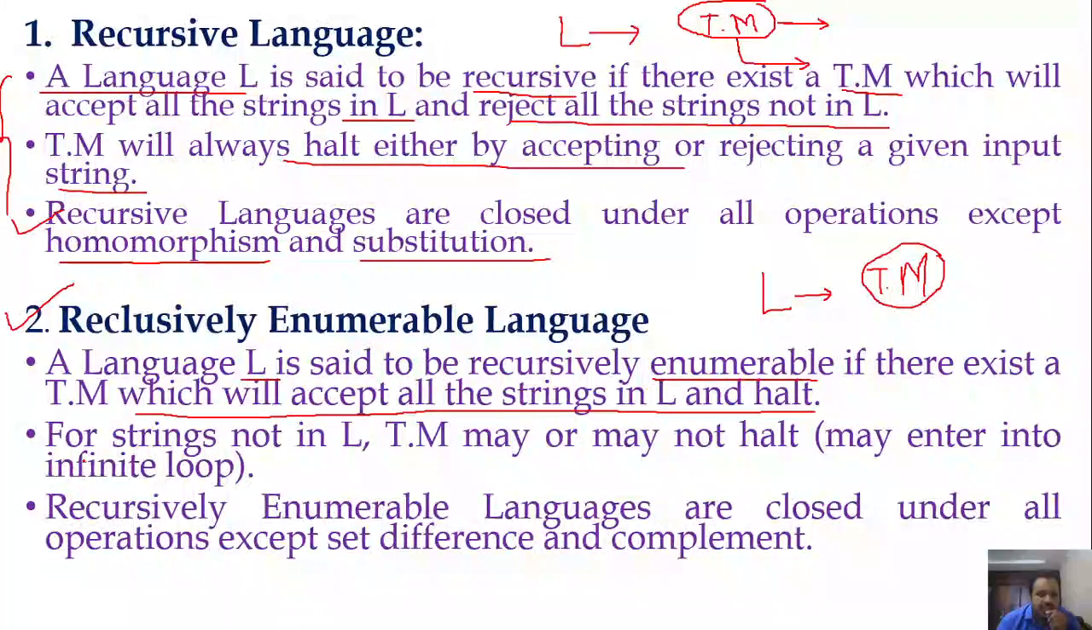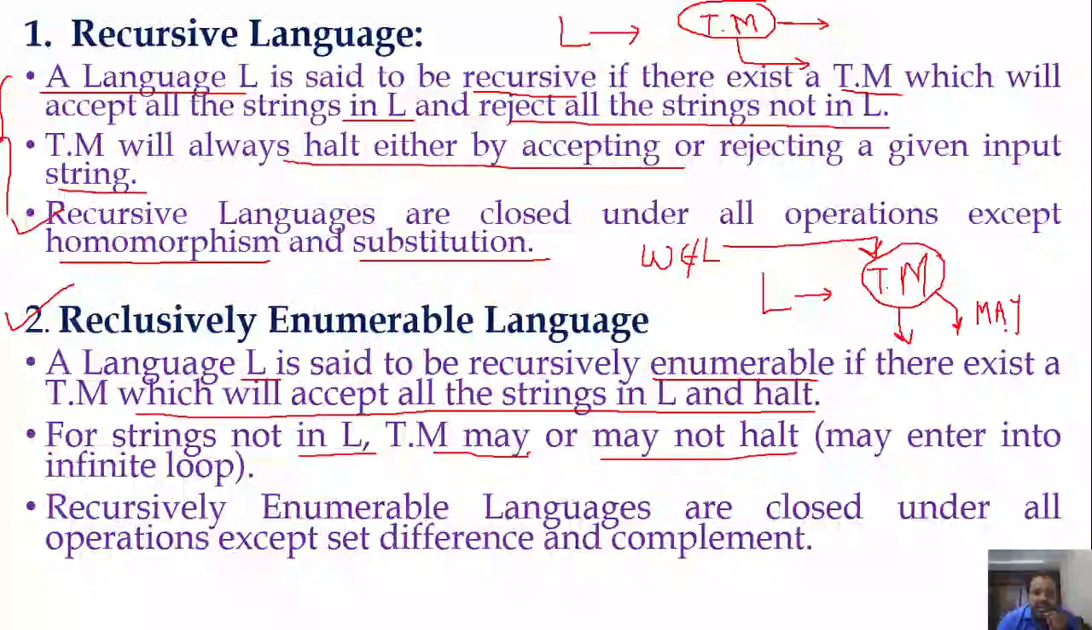Another possibility is that for all the strings which are not in the language, the Turing machine may or may not halt. For example, if you give an input w which does not belong to L to a Turing machine, then the Turing machine may halt or may not halt. Halting means it may halt at some state and give the result as reject. Or for some strings which do not belong to the language, the Turing machine may enter into an infinite loop. So this is the recursively enumerable language.